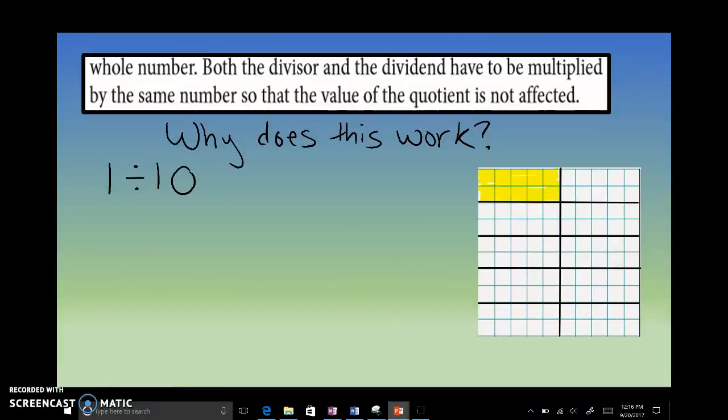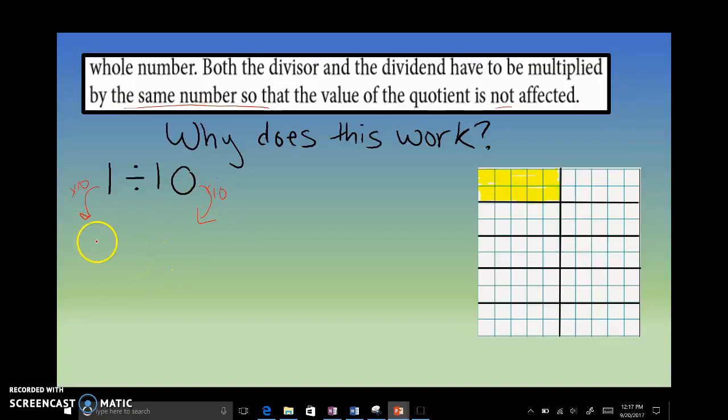And then now we're going to look at the second part of that. Both the divisor and the dividend have to be multiplied by the same number so that the value of the quotient is not affected. So we're just going to look at why this works. So we're going to look at 1 divided by 10. We're going to think of that as a fraction. So this is 1 whole, and we've divided it into 10 separate segments. And this is the 1/10. So we're going to show why it's equal if you do both multiplications. So we're going to multiply 1 by 10 and 10 by 10.